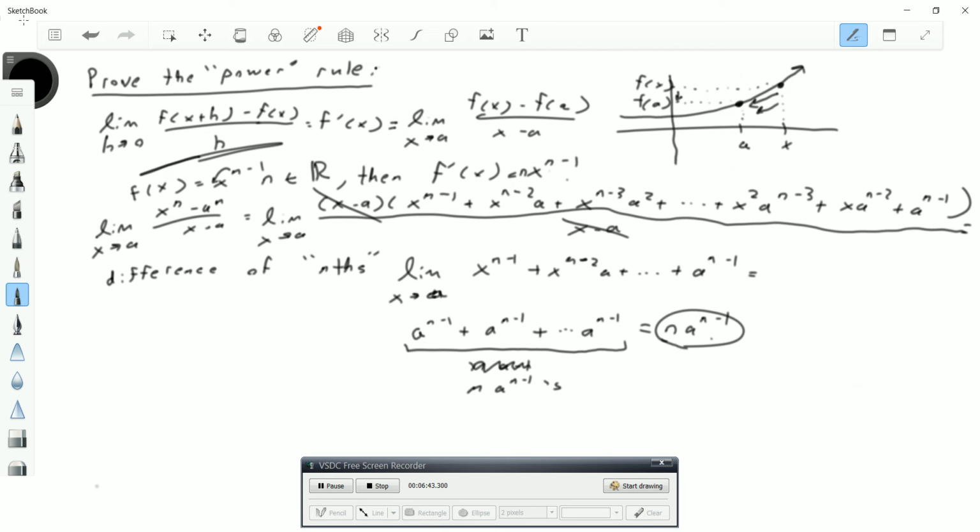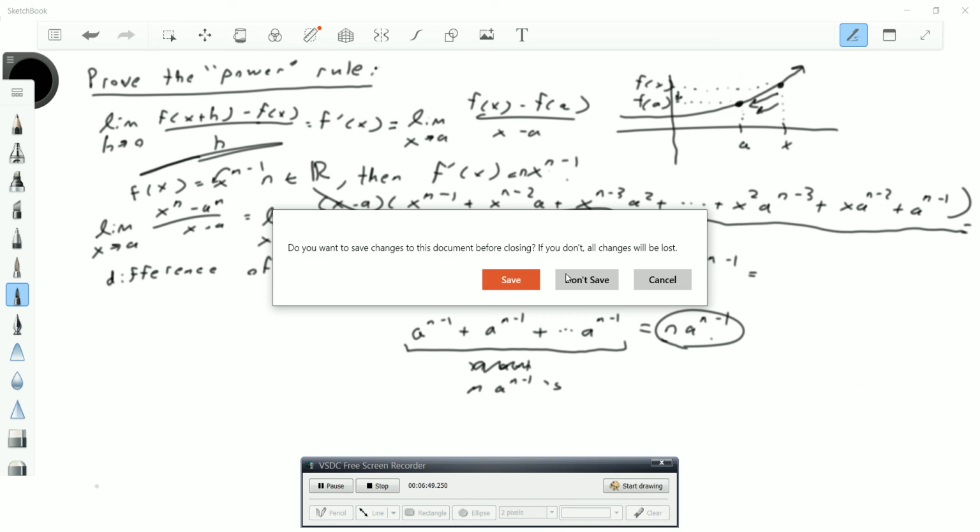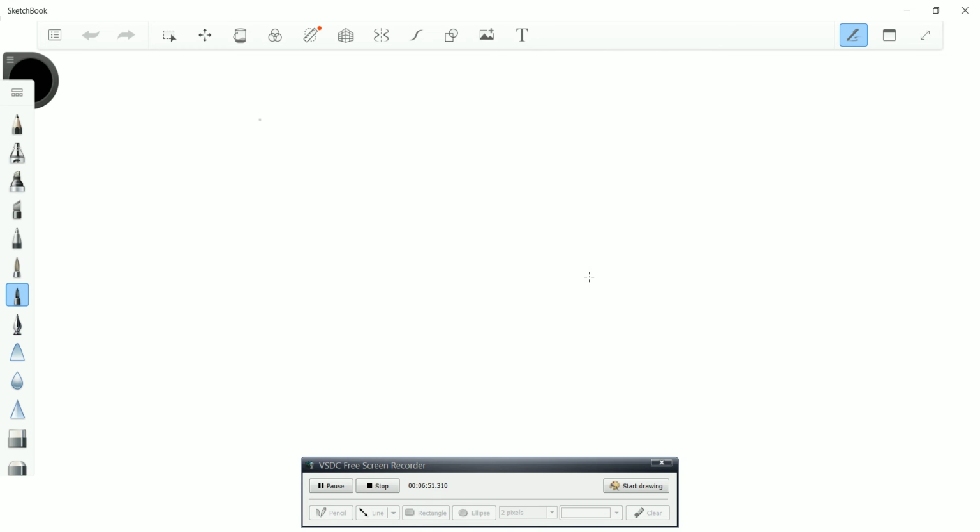What I'm going to do now is try to show you L'Hopital's rule, which can help you with limits using that proof. So, what is L'Hopital's rule?